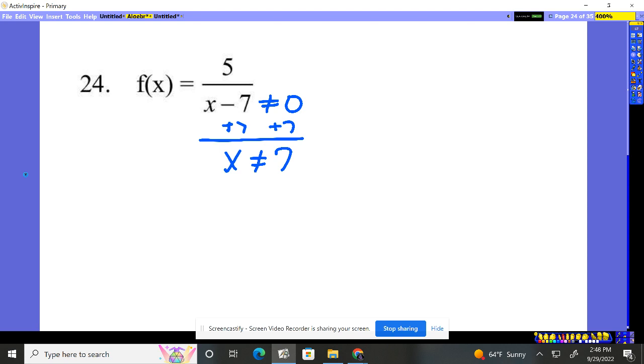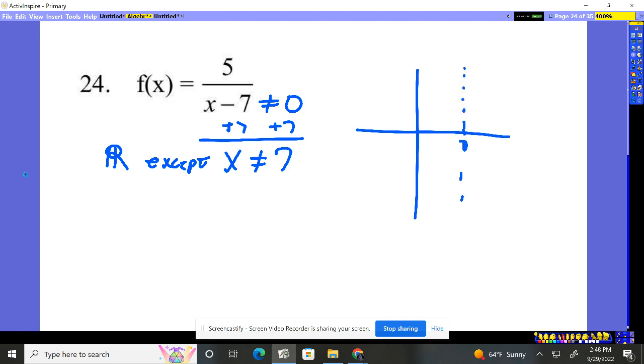So what do we do? Domain means which x's work. We said x can't be a 7, but we need to say, hey, everybody works. Every single real number works except x can't be a 7. 7 is the only one that doesn't work. Again, the graph of this, what would happen is here is 7. You're going to end up with an asymptote right there. And you're going to end up with some picture like that. Okay? But x can't be a 7.